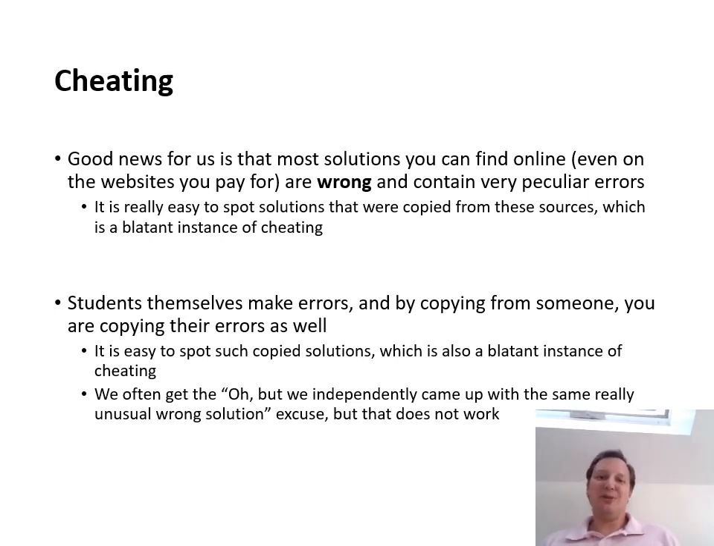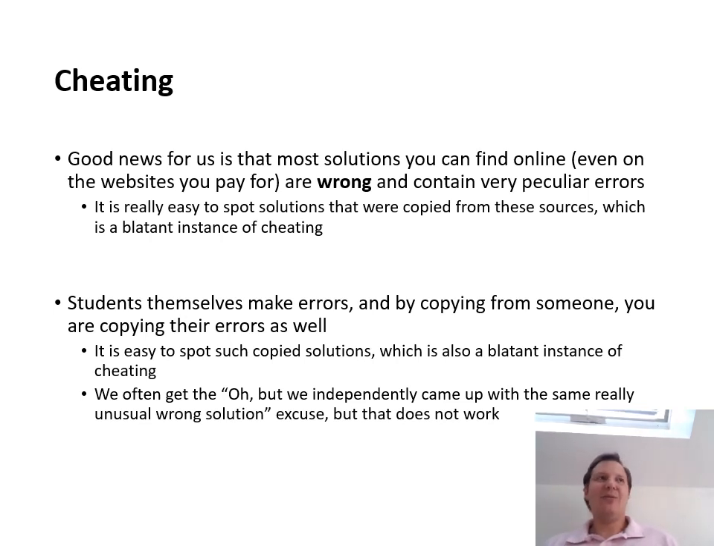So once you copy such solutions, it is really easy for us when grading exams to spot that something is weird with your solution, and to find that you copied it from an online resource, which is also a blatant instance of cheating. And last semester, I caught a few students cheating that way. So do not go online and copy solutions. It's really easy to catch students who cheat that way.